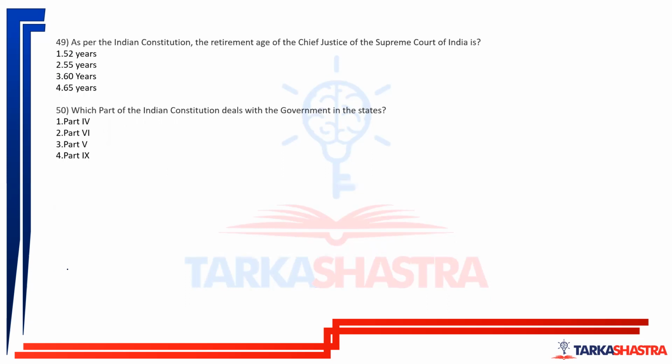As per the Indian Constitution, the retirement age of the Chief Justice of the Supreme Court of India is 65 years. Okay, very easy. Which part of the Indian Constitution deals with the government in the states? So it is Part 6 of the Indian Constitution.